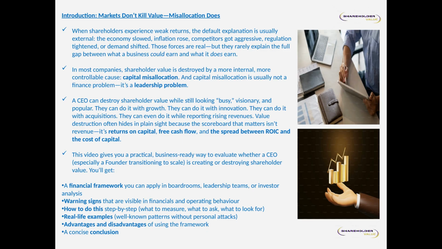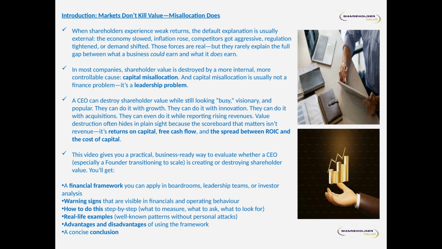When shareholders see weak returns, the usual explanation points to external factors like an economic slowdown, rising inflation, aggressive competitors, tighter regulations, or changing demand. While these factors do have an impact, they often don't fully explain the difference between what a business could earn and what it actually earned. More often than not, the real cause lies inside the company: capital misallocation. This is not just a finance issue, but a leadership one.